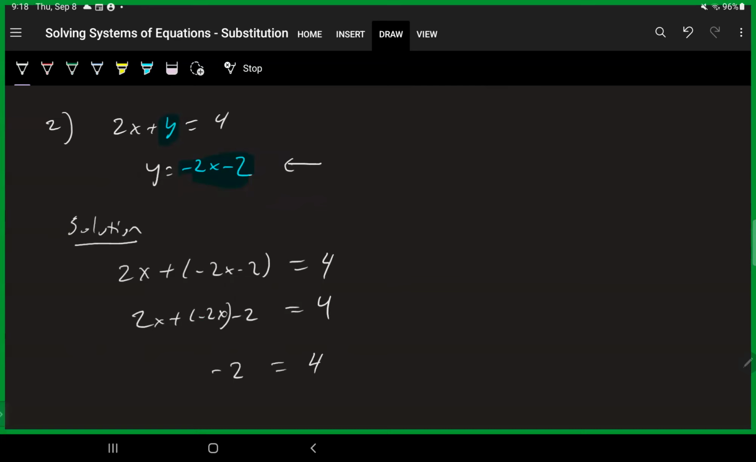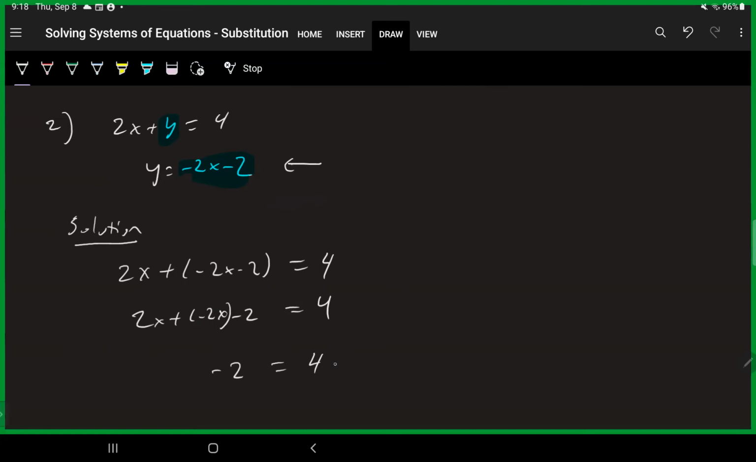Uh-oh. That doesn't make any sense. Can negative 2 ever be 4? No, it can't. Let's go back to make sure we didn't make any mistakes. Combine my like terms after the substitution. I didn't lose any signs. Everything looks good. So I get this gibberish statement.